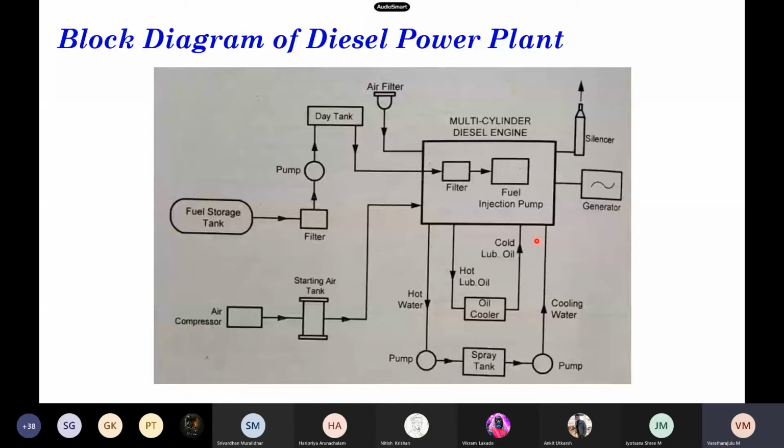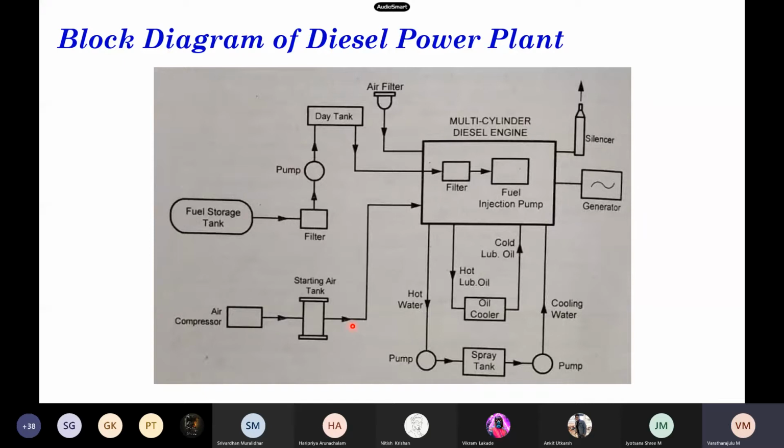The expansion happens in the piston, the piston is connected to the rotary mechanism, and that rotary mechanism is connected to the generator, so that we are getting the power from the generator. This is the basic working principle, and we'll see the various systems one by one. There are 7 different systems available here.